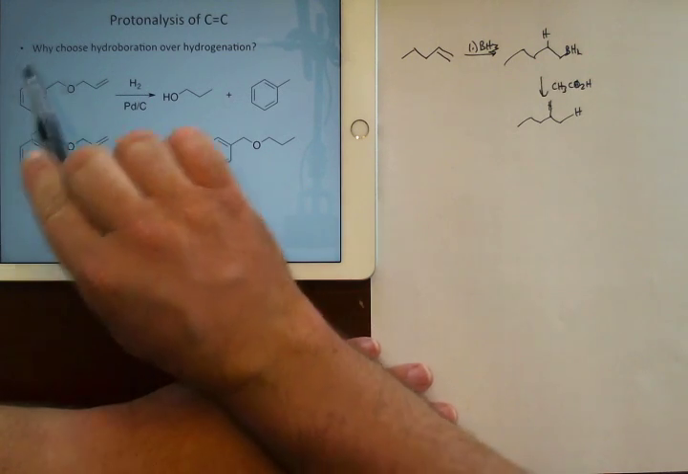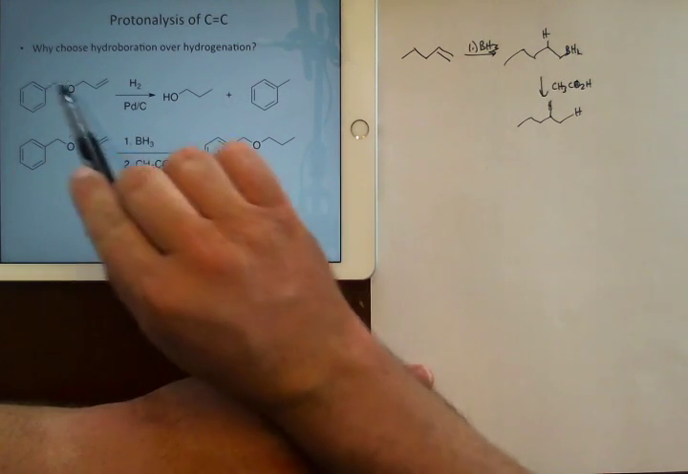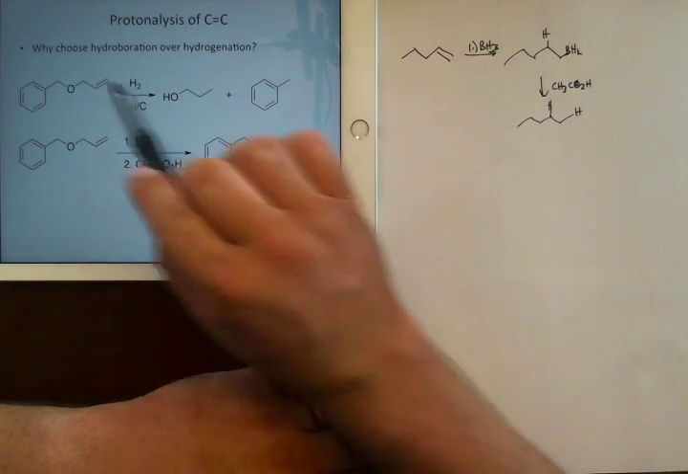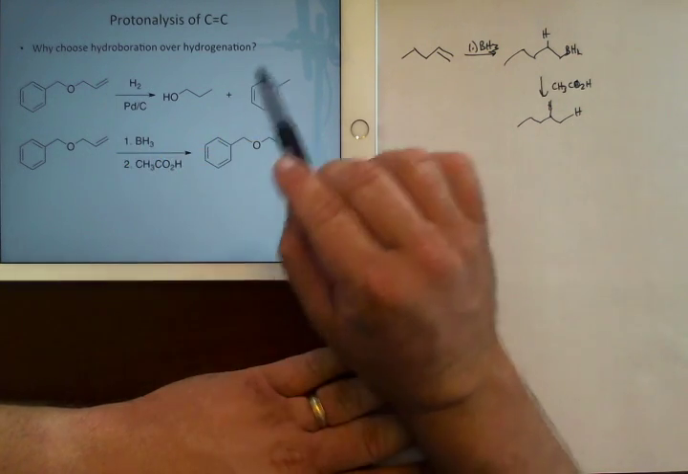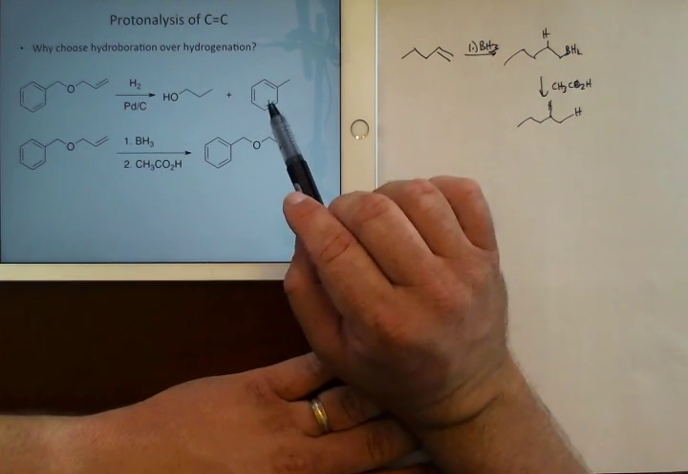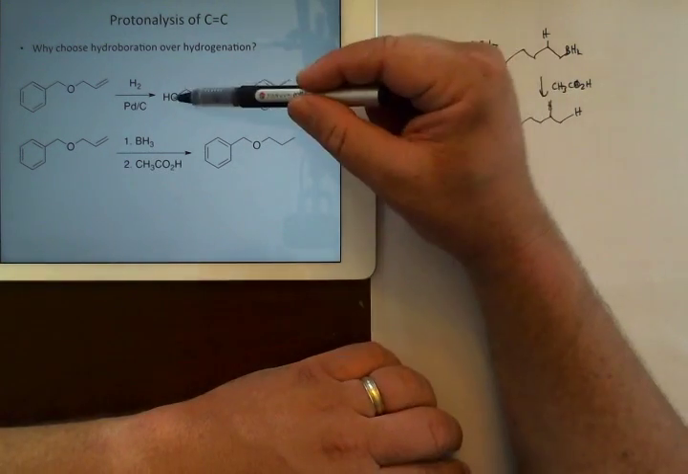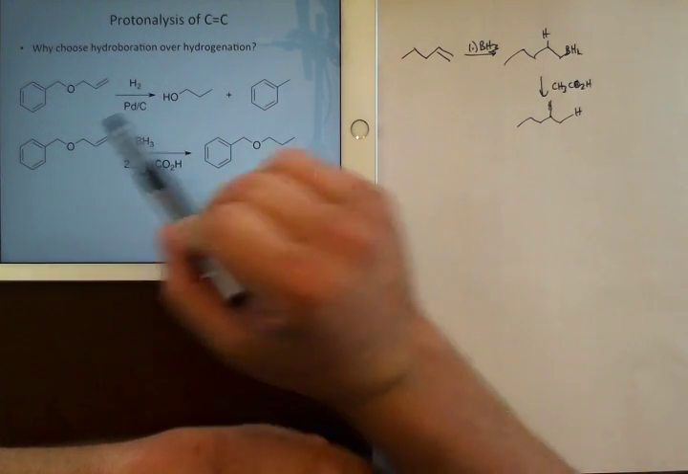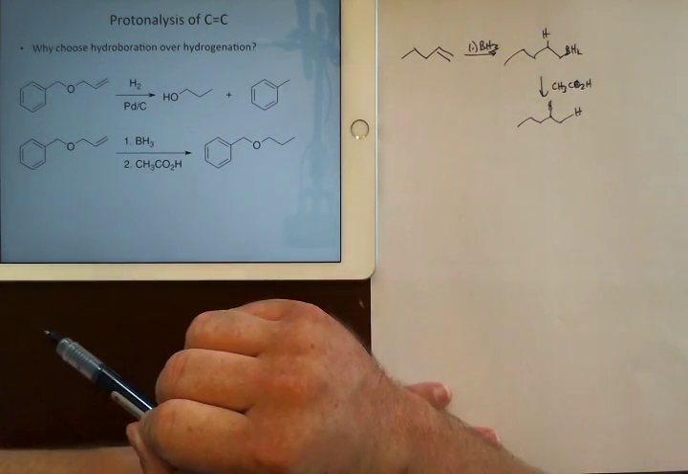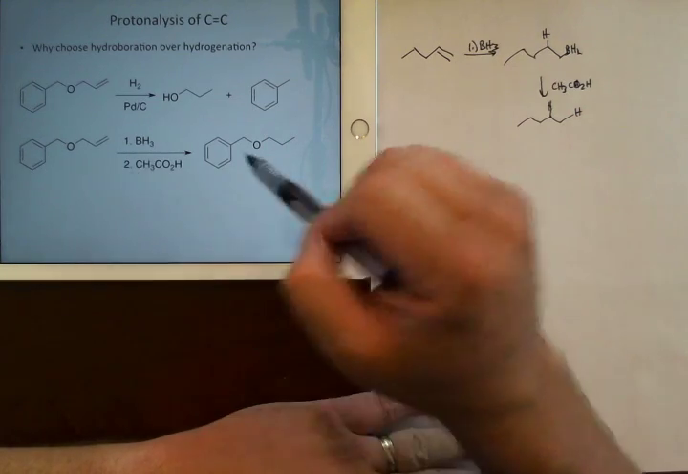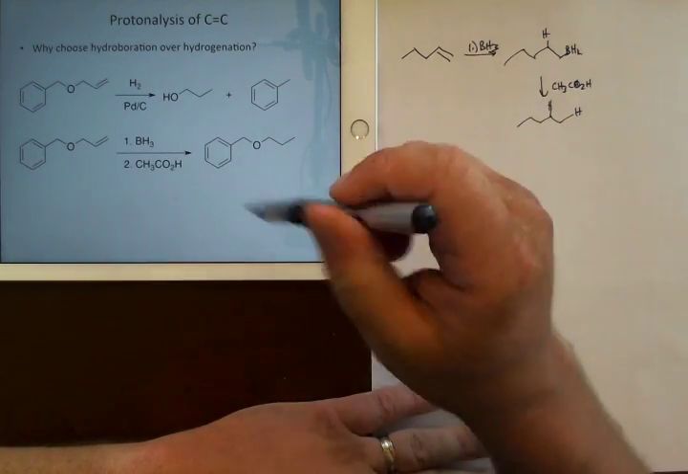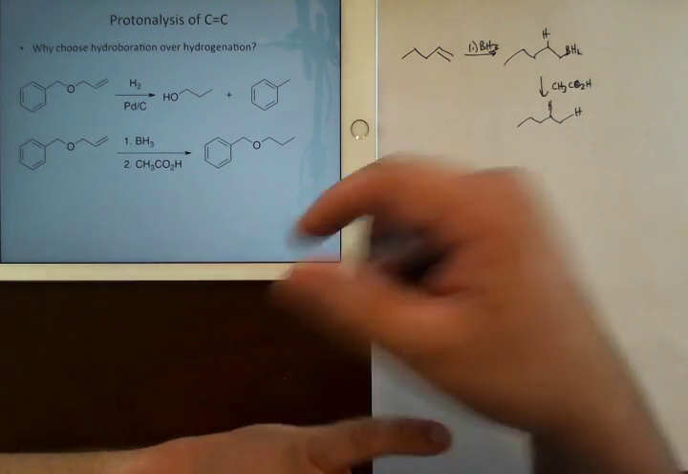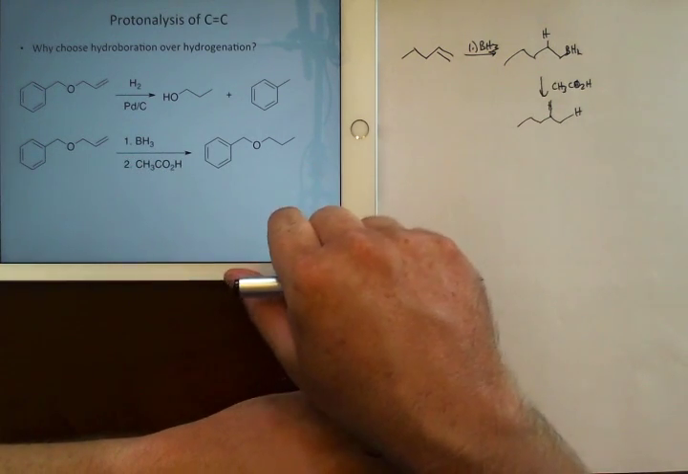So this is a benzyl group, and so if you did this reaction, you would reduce this double bond, but this would turn into toluene. It would fall off. So you would end up with this product and this product, when in fact what you really want to make is this. And so it can be a milder way of performing this reaction. The only issue is borane is in fact explosive, so you have to be careful about what kind of borane you use.